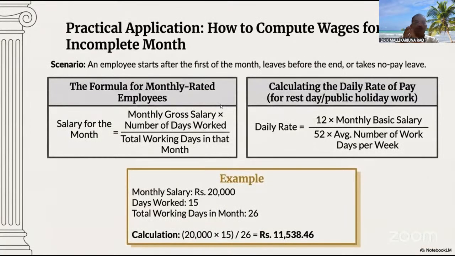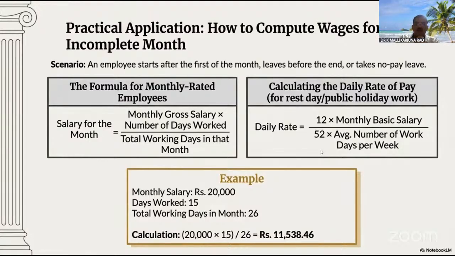So we assume the formula here, where they mention how the salaries are calculated. Monthly salary, he worked 15 days. For the total working days, we exclude the holidays. 4 Sundays are excluded. So then for this month, his salary is 11,000. Some amount is there for these calculations. So daily wage we can also calculate.